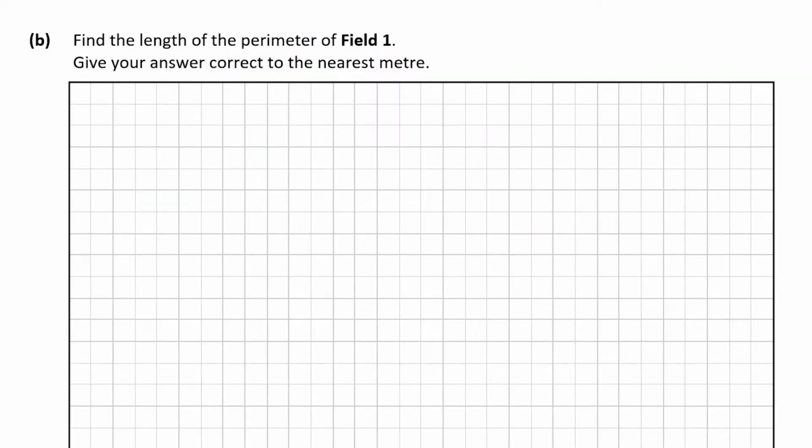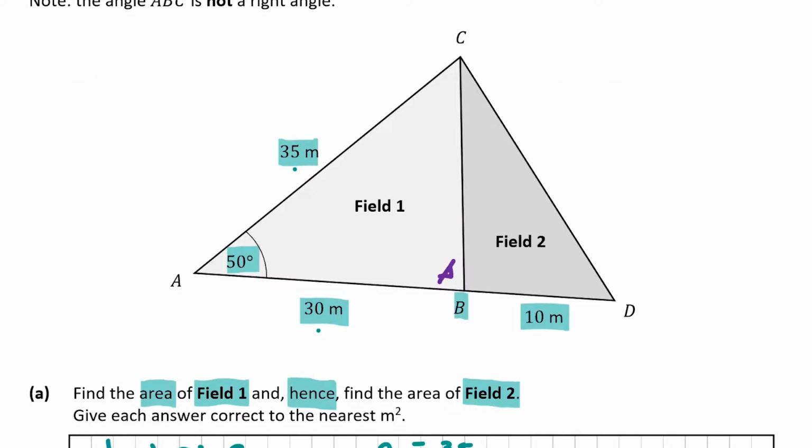So now let's move on to question B, which asks us to find the length of the perimeter of field 1 correct to the nearest meter. So let's scroll up and have a look at the diagram again. So we're looking for 35 plus 30. We have those two values. All we're looking for here is CB.